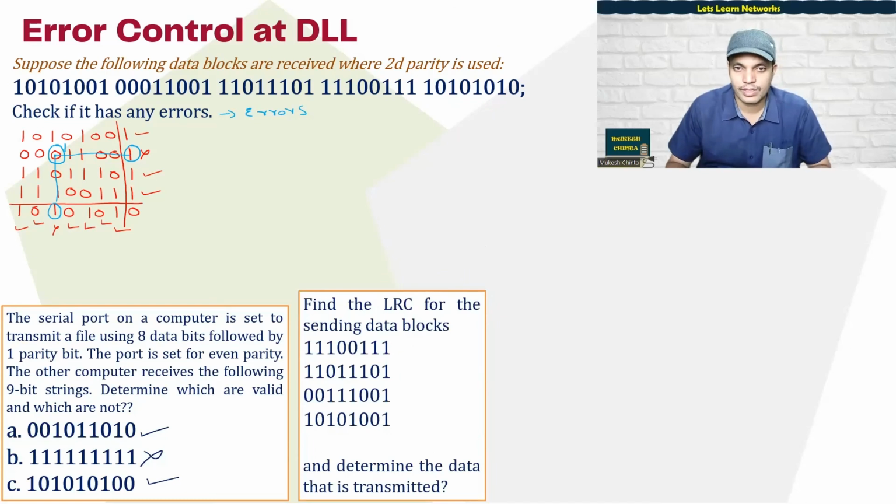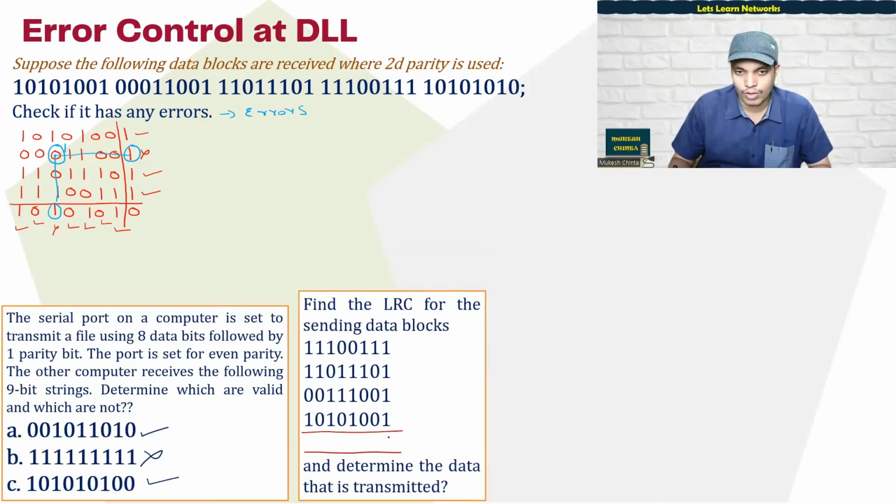The third example is: find the LRC for the sending data blocks. So I'm given 4 data blocks and have to determine the data that is transmitted. So let me write it down here itself, which will be easy for us. Okay. In LRC, you usually find the column parities and add that parity block towards the end, or append that parity block along with your original data blocks.